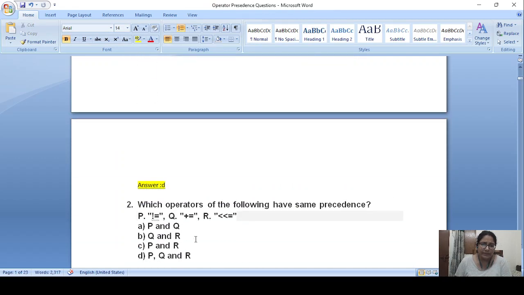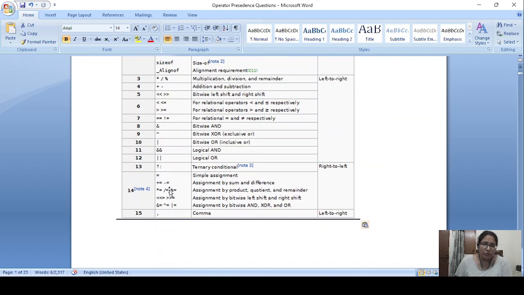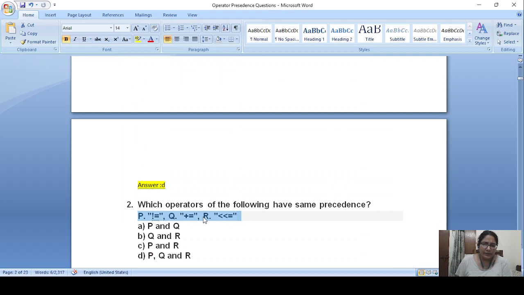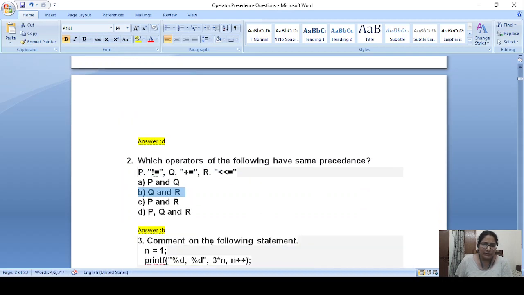B is the answer. Which operators of the following have the same precedence? Then again you have to go to the table: plus is equal to, not equal to, and left shift is equal to. When you go to the table, there is plus is equal to, and there is no not equal to here, there is this left shift equal to. Where is not equal to? Not equal to is here, under relational, at number 7, and these two are at the same level. So the answer will be Q and R. Q and R is B. So the answer will be B.